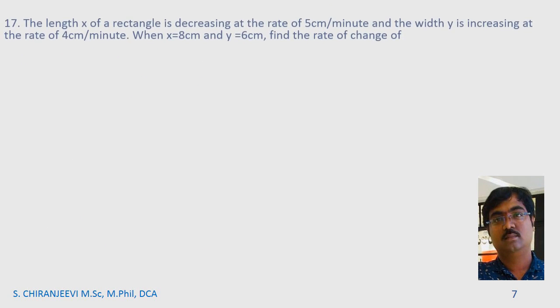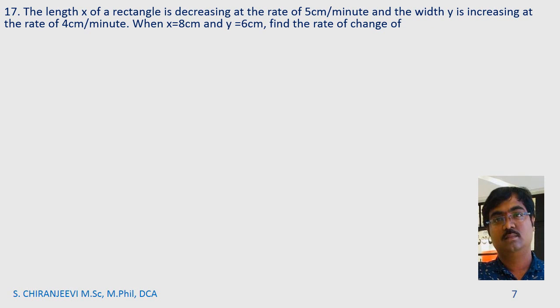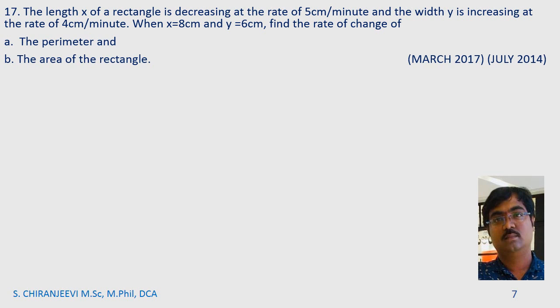Next one, the length x of a rectangle is decreasing at the rate of 5 cm per minute and the width y is increasing at the rate of 4 cm per minute. When x equals 8 cm and y equals 6 cm, find the rate of change of first one the perimeter, second one the area of the rectangle, which is asked in the year March 2017 and July 2014.